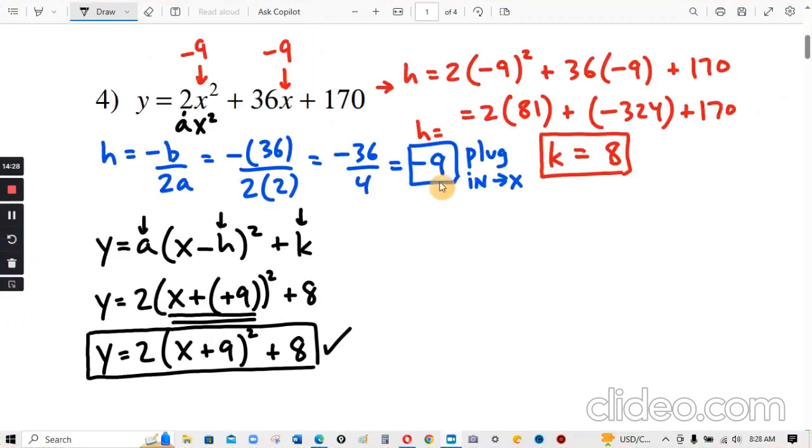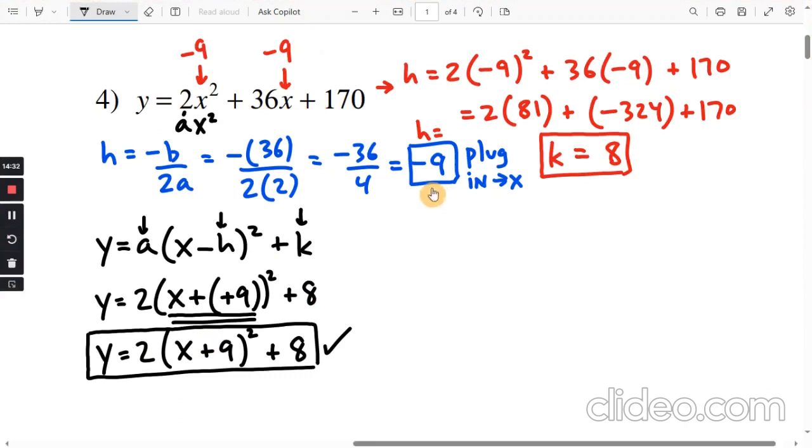So all we did is get the h and k. We got the vertex. We got the h, we got the k, and then we use that to write the equation. The value for a we already had in the beginning. So once you get the h, k, and you have the a, you just plug it into the equation. That's it.